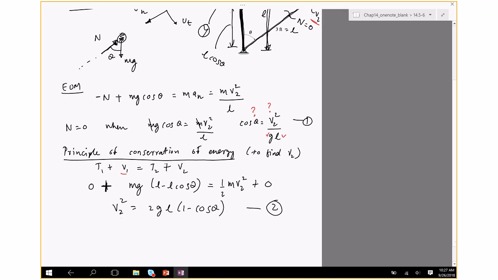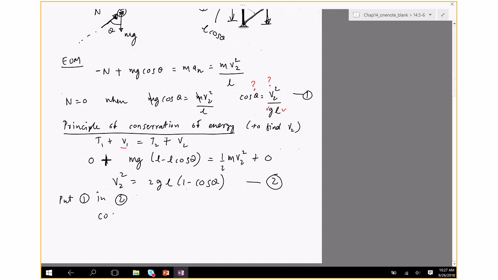Okay, so I got an expression for the velocity at position 2. I also have another expression for the velocity at 2 from 1. So I can put 1 in 2 or 2 in 1, whatever you like, to get cosine theta equals 2gl(1 minus cosine theta) divided by g times L. If you solve this, you get cosine theta equals 2/3, and theta equals the inverse of that, so it's 48.2 degrees.